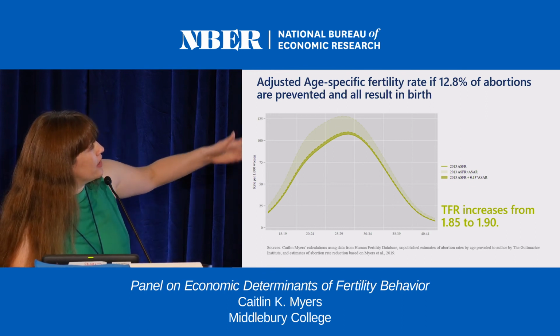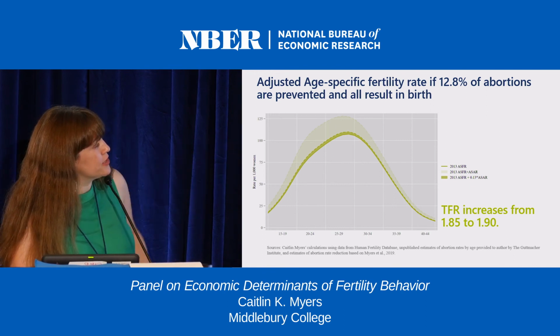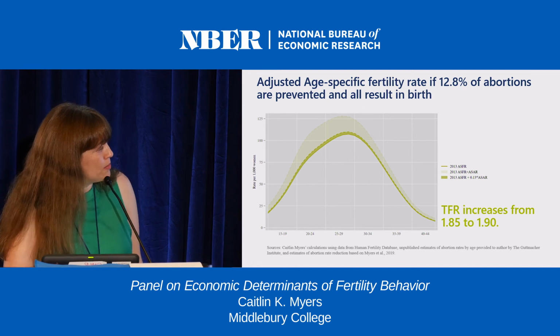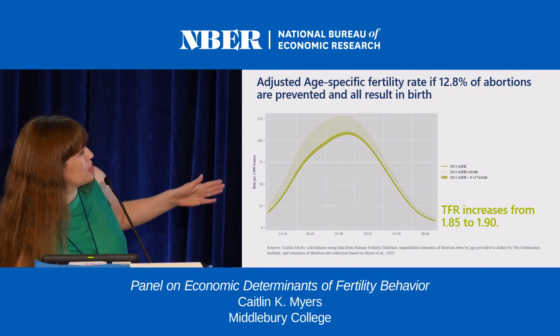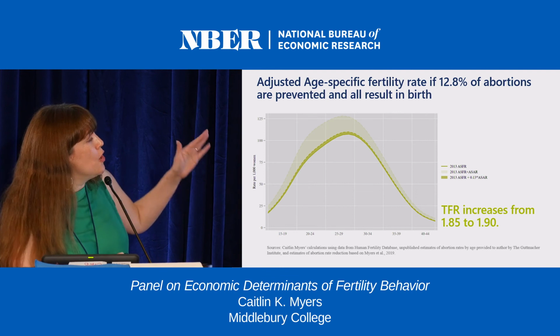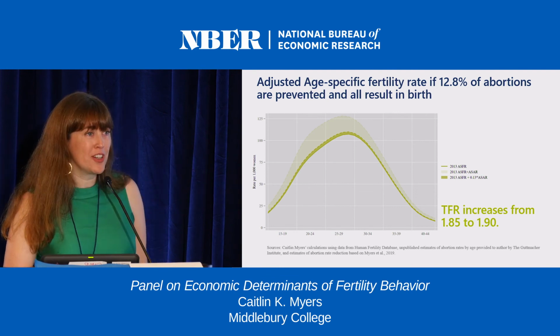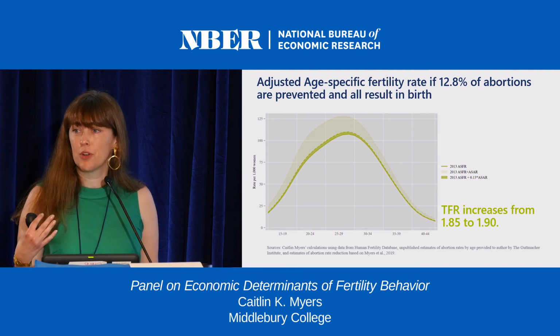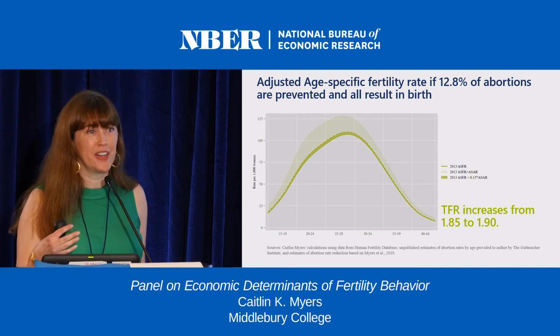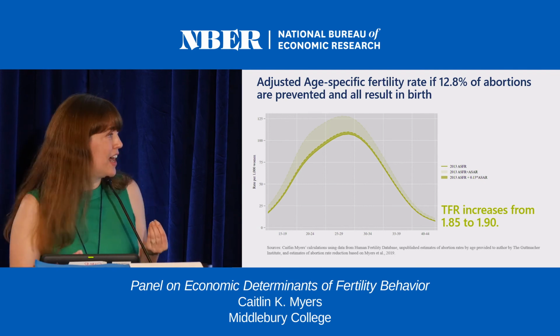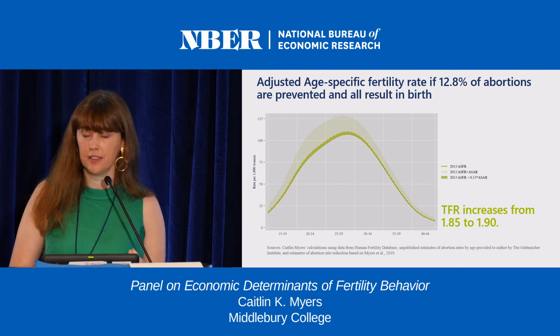So even under this very extreme scenario, the total fertility rate's modeled to increase from about 1.85. I'm using the most recent abortion data I've got, so this is 2013, from 1.85 to 1.90. And a more reasonable projection might be that about 30% of those abortions would result in births. So then we're talking about maybe like a 0.015 increase in the total fertility rate.